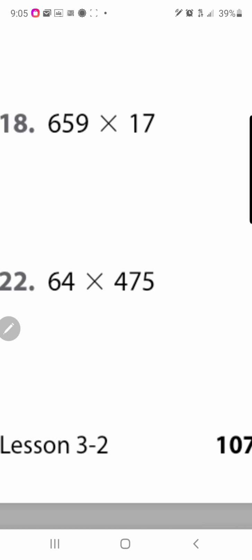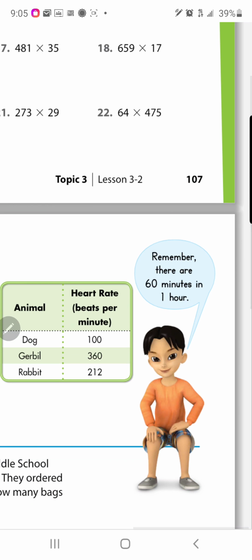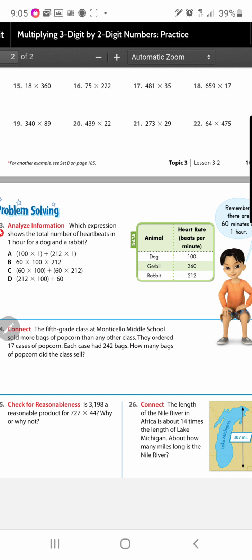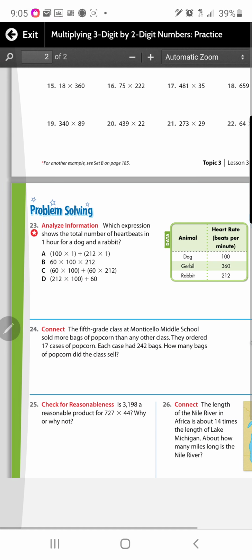Okay, let's move on. So let's go ahead and go to number 21 on the next page. And number 21, it says, which expression shows a total number of heartbeats in 1 hour for a dog and a rabbit? Well, let's see. Are we looking at the right one? That's number 23, right?